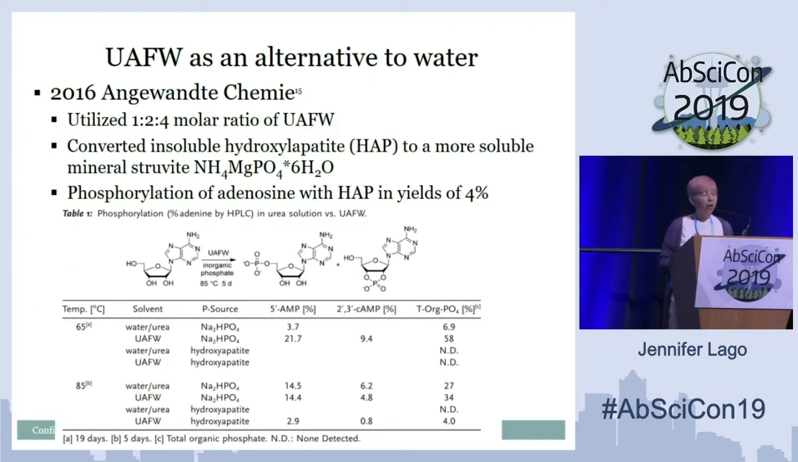Now, as I said, Dr. Bakar and his collaborators at the Center for Chemical Evolution had published a paper in 2016 utilizing this alternative solvent in a 1:2 to 4 molar ratio. Not only was he able to phosphorylate adenosine within this system, but he also showed that by doping in some magnesium chloride, he was able to convert hydroxylapatite to a more soluble mineral called struvite. It is important to note that in his work, he did use a urea-water system without any ammonium formate available and got no detectable results of phosphorylation.